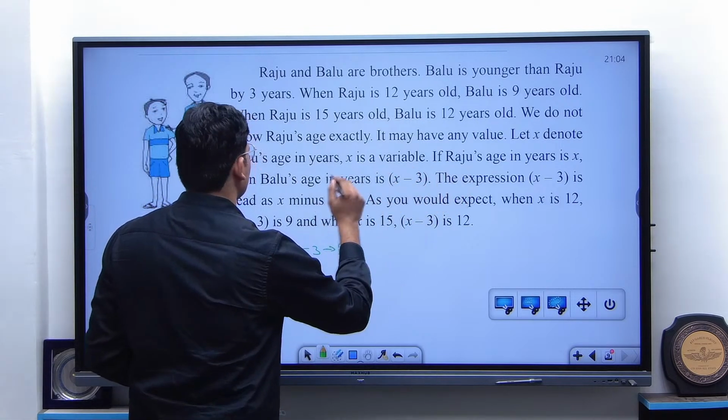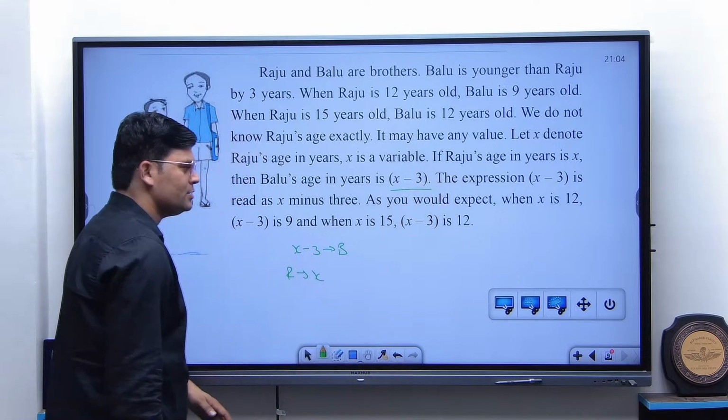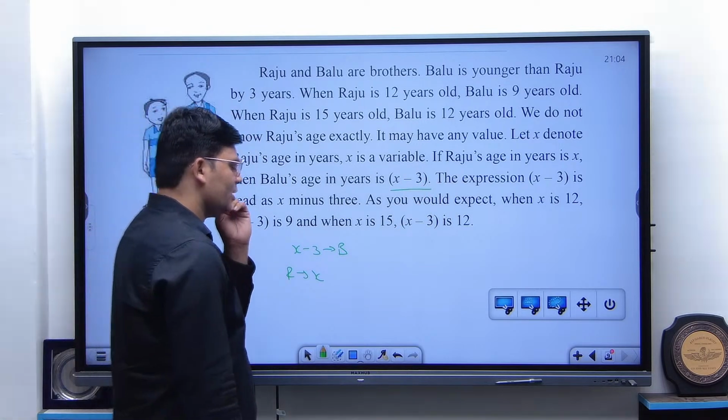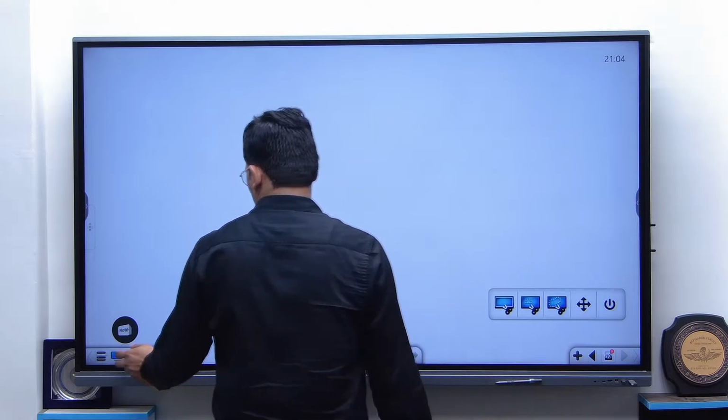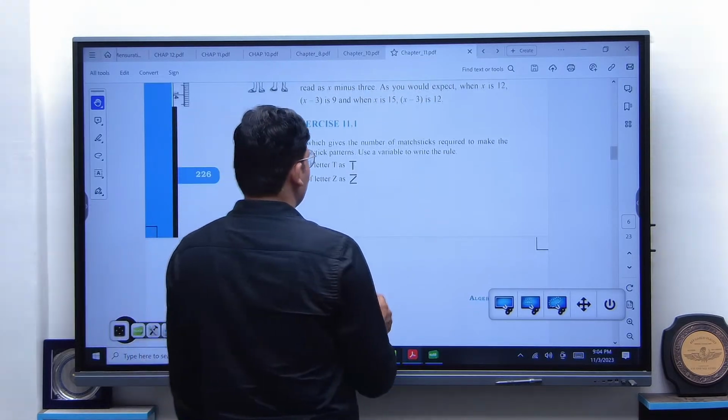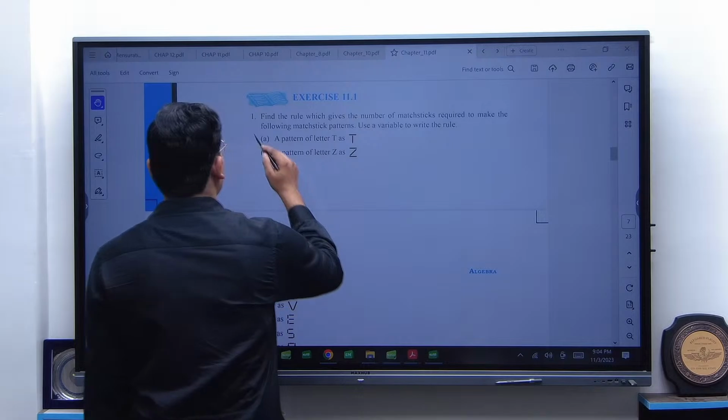So we can say Raju's age is x, and this is going to be x minus 3, and then we can take the different values and find out all other values. I think this question you can just crack in a fraction of seconds.